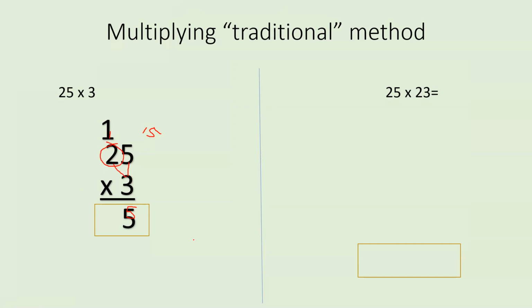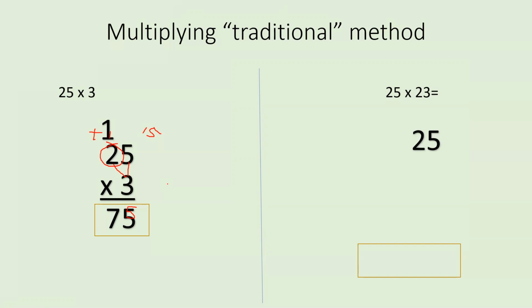2 times 3 is 6, but you have to add that 1 that you got from 5 times 3. So 6 plus 1 is 7. So that's 25 times 3 is 75. Now watch how it gets a little more complicated when you multiply a double digit by a double digit.